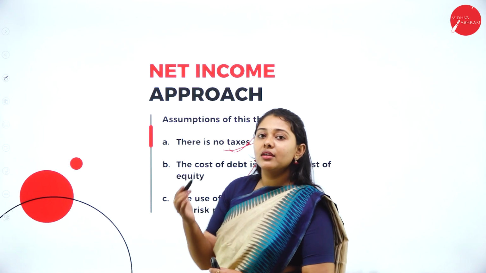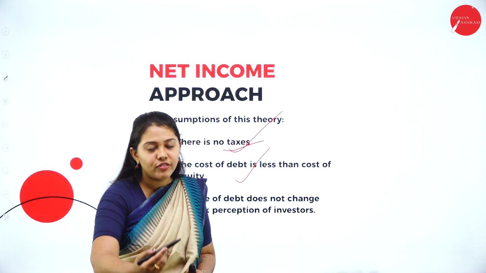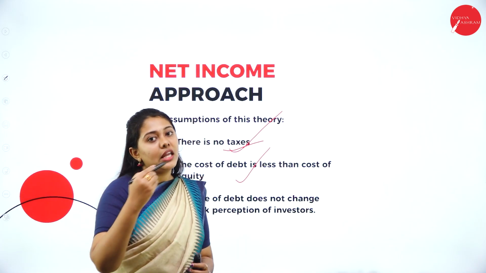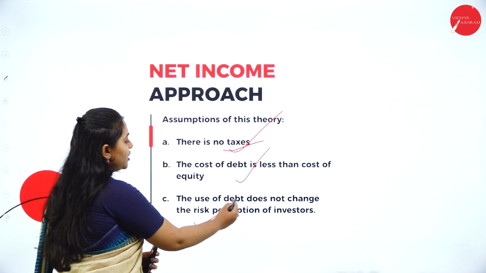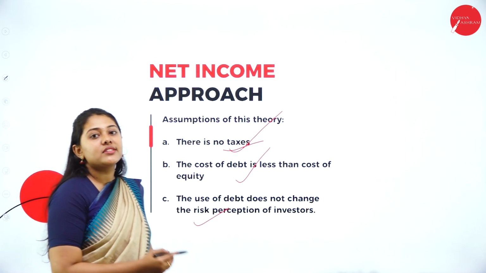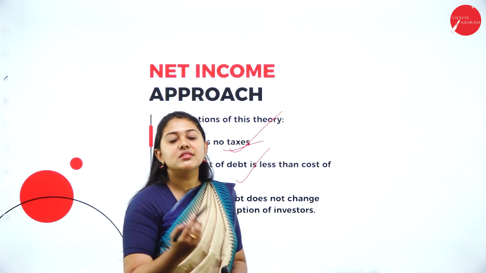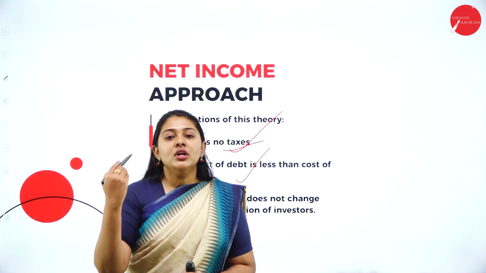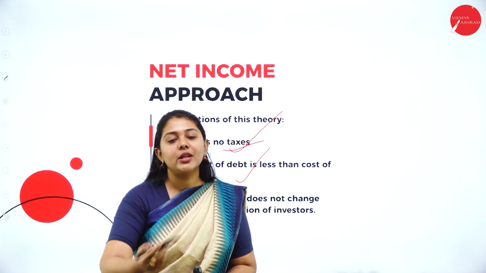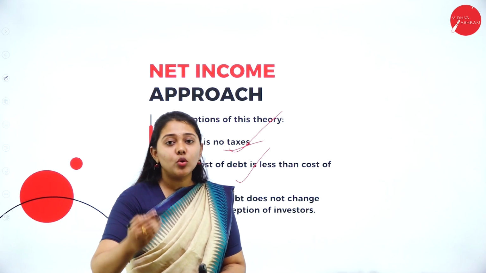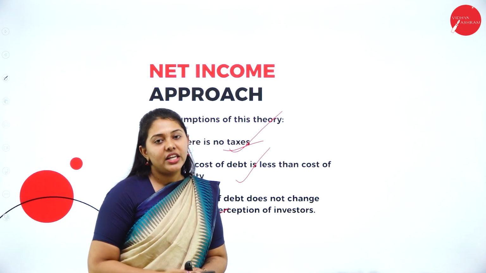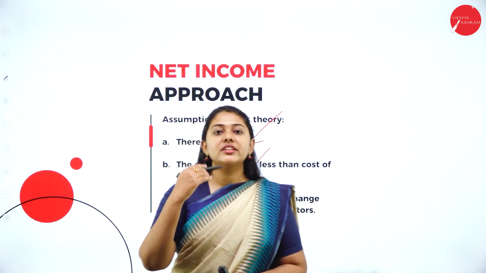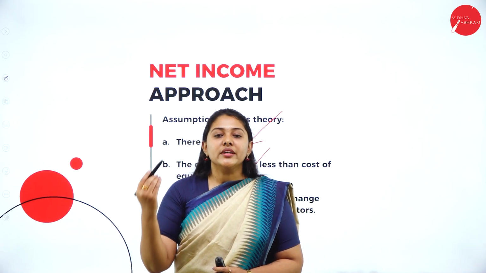So what they are assuming is that the cost of debt to raise the debt finance is lesser than taking up the equity finance. The use of debt does not change the risk perception of the investor. So the investors will not think that since the company is using debt, they need to get compensated for risk in the investment. There are no such perceptions with the investors. So all these are the assumptions. Based on these assumptions only, they are giving the statement of optimum capital structure.